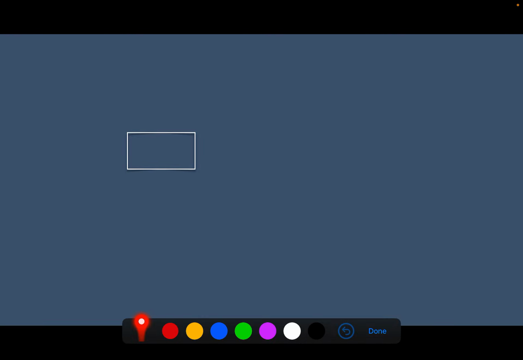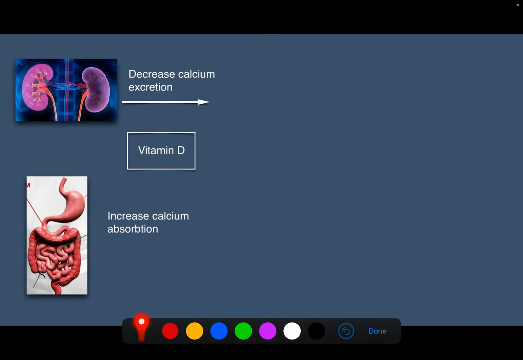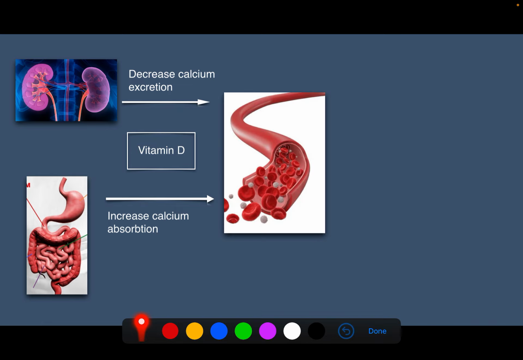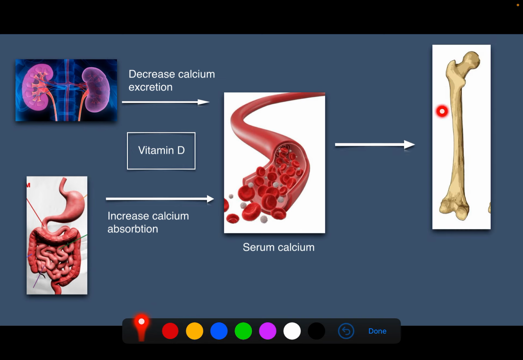Done. Now, what vitamin D does is it inhibits calcium excretion, so it decreases calcium excretion and increases calcium absorption. So vitamin D increases the calcium in the blood, and if this calcium is more in blood, it gets deposited and helps in bone formation. So vitamin D is increasing calcium both in blood and bone by decreasing its excretion and increasing its absorption.